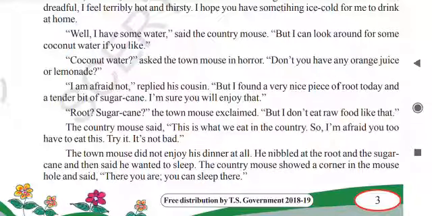Okay, "Root, sugar cane?" the town mouse exclaimed. This fellow now, the town mouse, is in horror. Now he's completely afraid. He doesn't want to eat all those things. Root, sugar cane. That is all uncooked. Okay, that is all raw food.